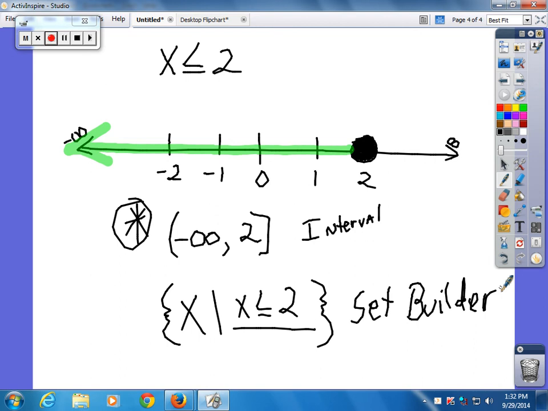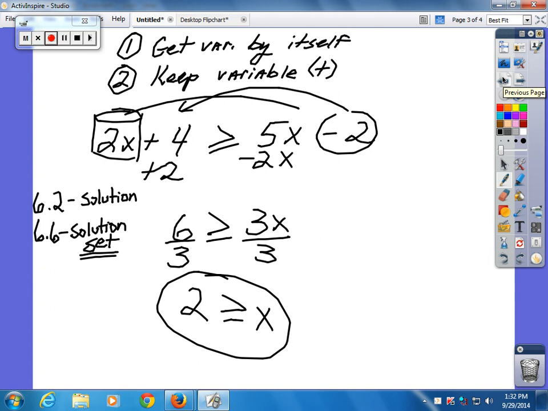So let's go back to the original problem. 0. What is 0 times 2? 0 plus 4 is 4. What is 0 times 5? Minus 2? Is this true or false? And any number that you get in the shaded region will give you a true statement.